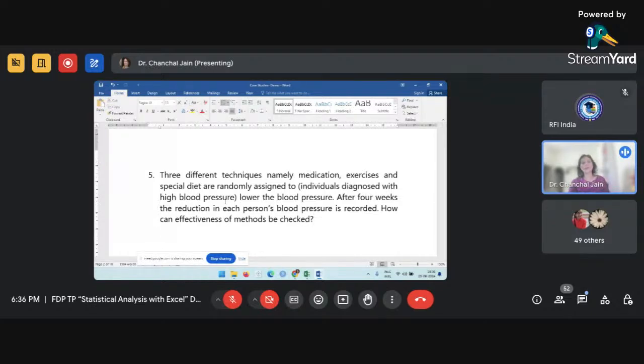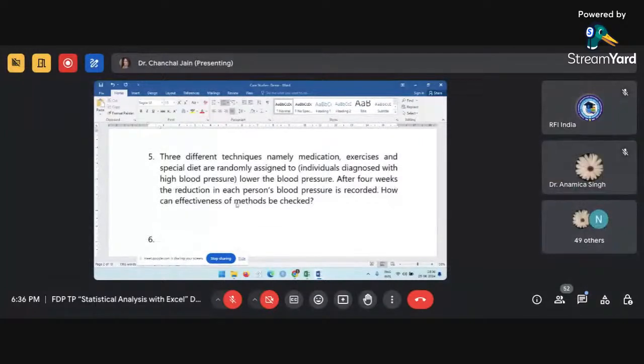So in that case, being maybe a physician, I have allocated a few of the people to a particular medication. I prescribed them a medication, right? A few people I ask to go for the exercises. A few people I ask to take some special diet. Maybe the diet plan will be available, and I'll ask them to take this diet plan, right? After a particular time period, that is the 4 weeks mentioned here, I will record their blood pressures. Fine? Clear? Yes.